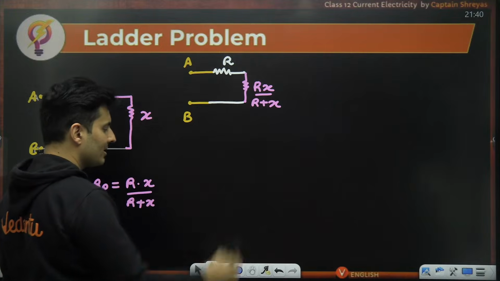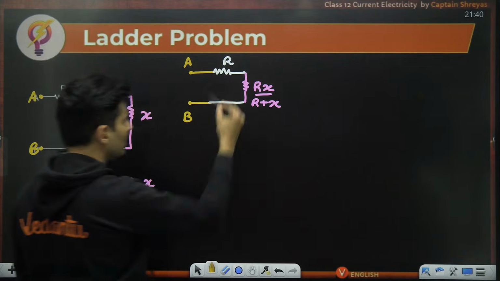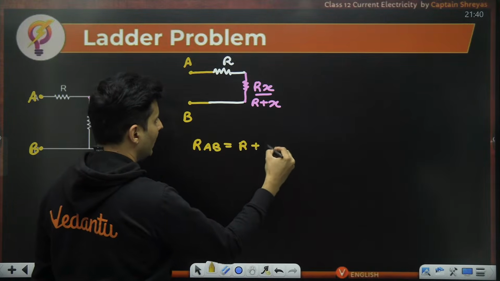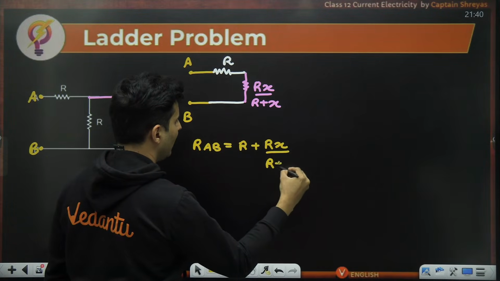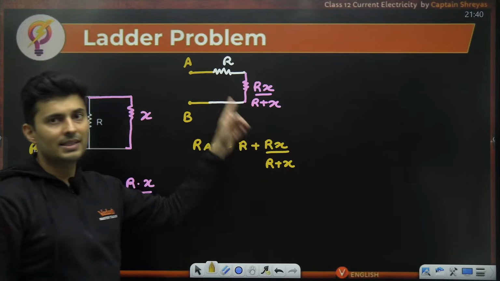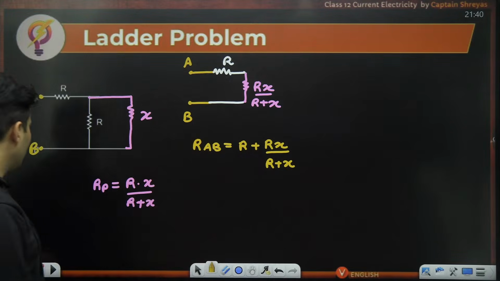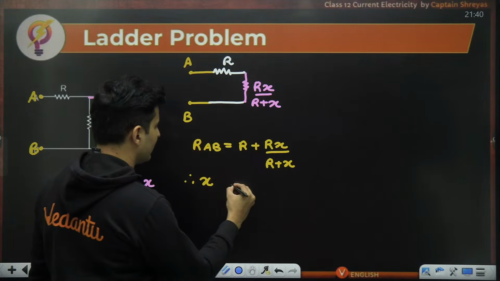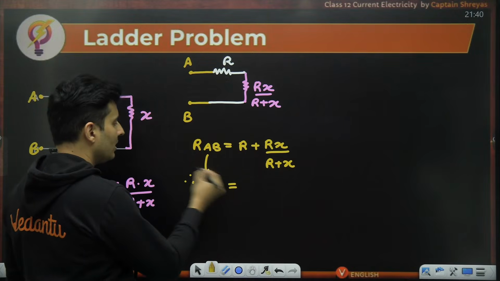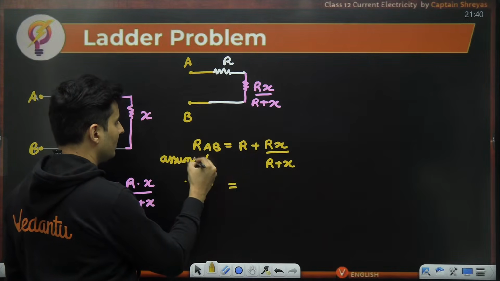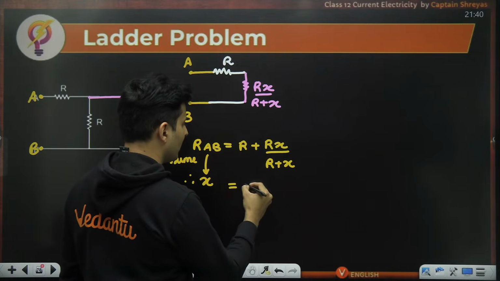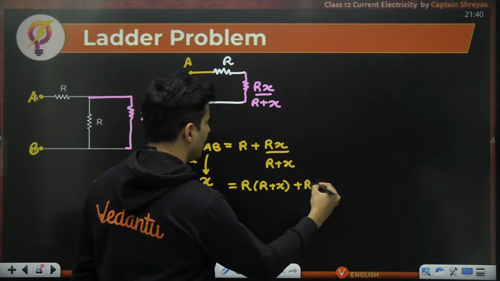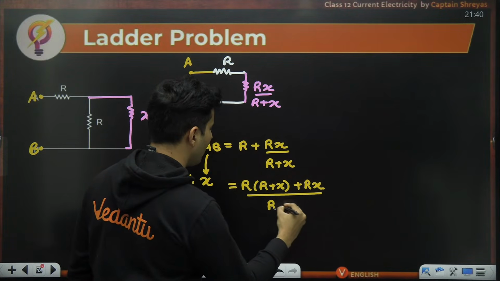Aren't these two in series? So what is their equivalent combination going to be? So RAB, because they are in series, will be R plus Rx divided by R plus X. But wait a minute, RAB we had just assumed to be X. So why not write X is equal to this, because this was actually assumed to be X in the first place. And here we can just take LCMs, like R into R plus X plus Rx, the whole thing divided by R plus X.